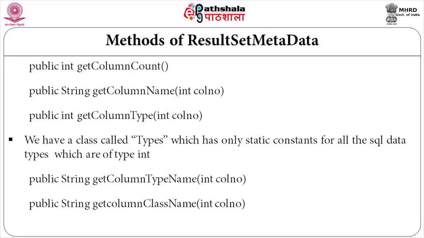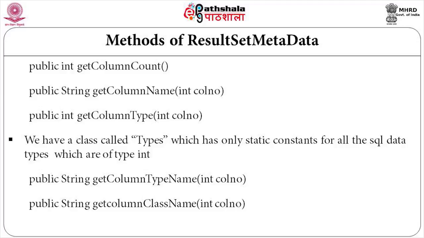In the collection framework and similar places, we normally talk about index values, which start from 0. But in the java.sql package, everywhere we start numbers from 1. So if I say column numbers, it starts from 1 and not from 0. We have get column count as the first method in the result set metadata. What is our interest in the other methods? Our interest is to know some information about each of the columns.